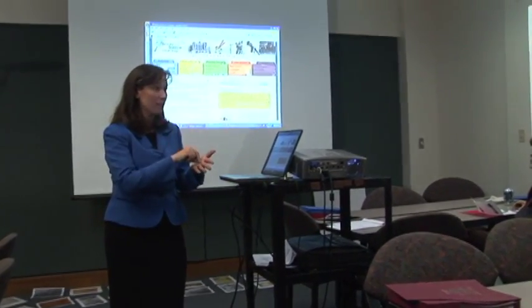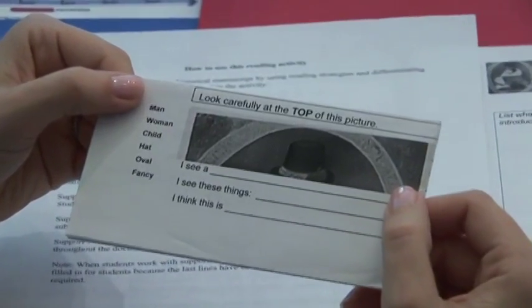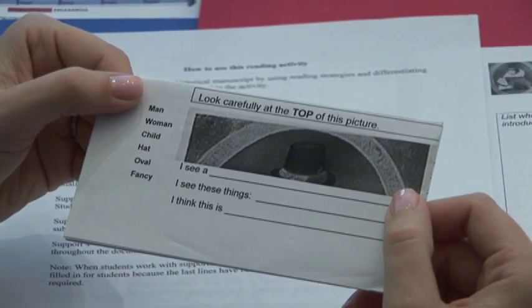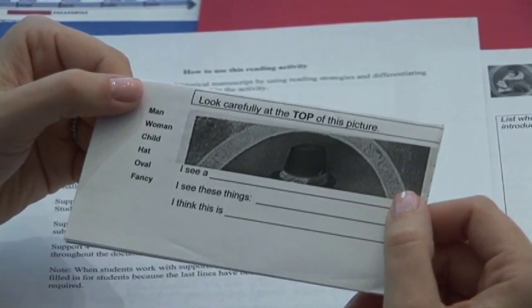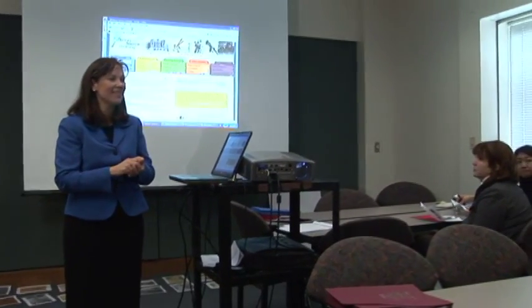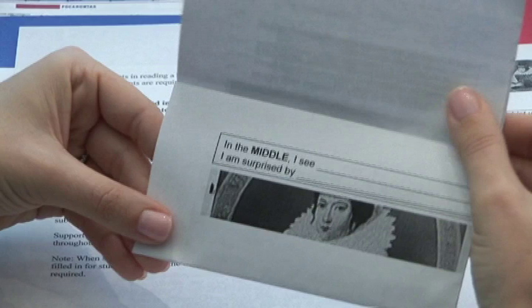Blanks, lines to put the pen to help with spatial awareness, right? To know where to put the answer. What else do we see? Also identify what part of the painting that you're looking at.